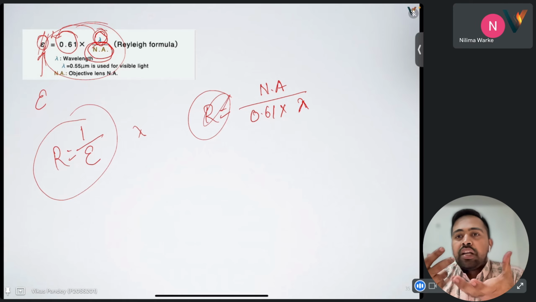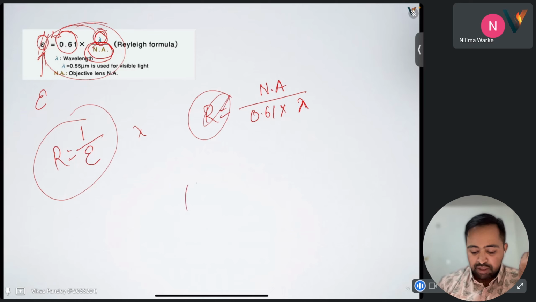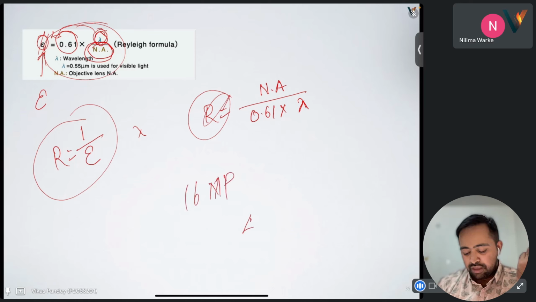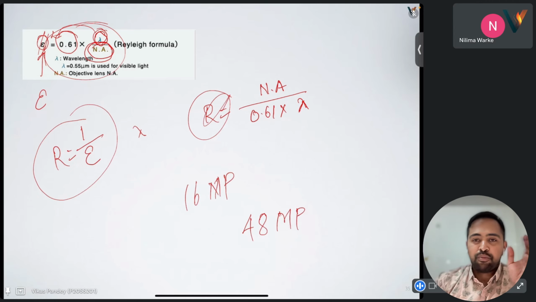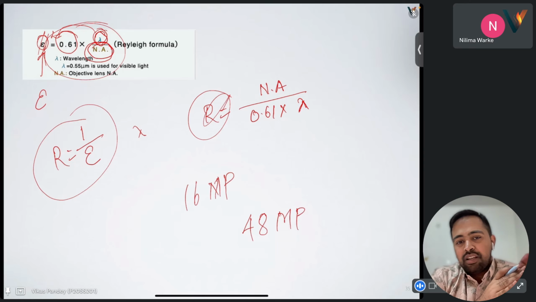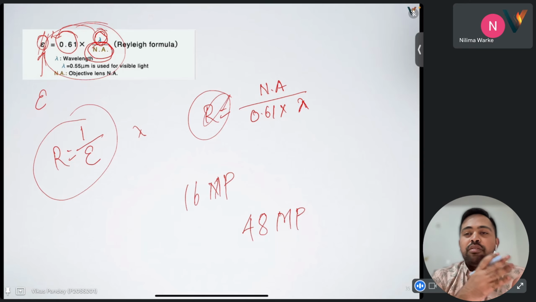People are using DSLR cameras of 16 megapixel, and we have 48 megapixel cameras in our mobile. Still, when we see the quality of image that we get from a DSLR camera of 16 megapixel, it is much better than 48 megapixel. So what is the difference?